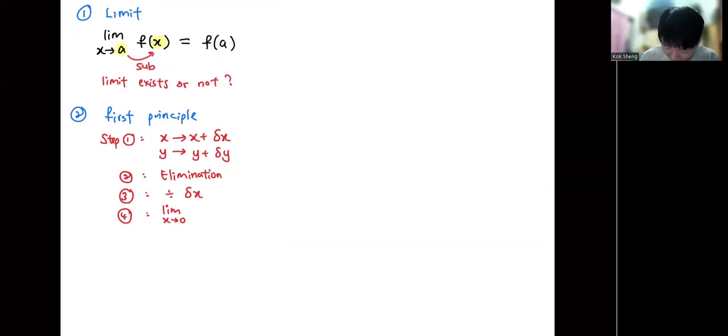Okay, so next one. After you learn the long step to do the differentiation, yes, we have the shorter step, of course. We have the shorter step here, which is the formula. So this part here will be the differentiation.